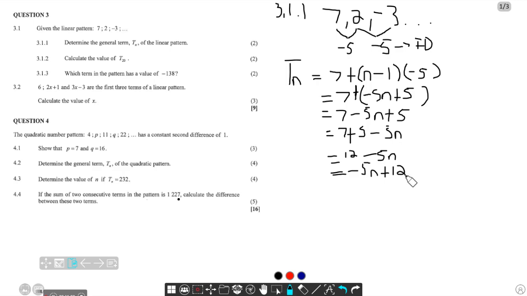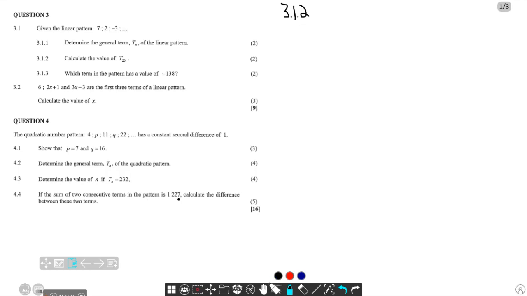Negative 5n plus 12. That is our new formula. Now we're going to move on to 3.1.2. It says to calculate the value of T20, meaning they want the value of the 20th term.